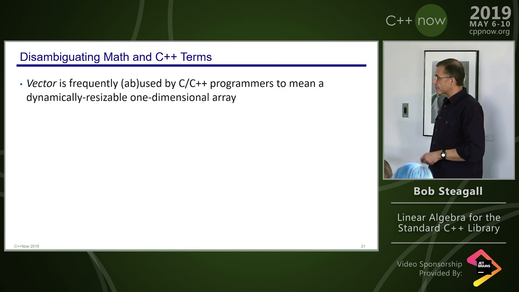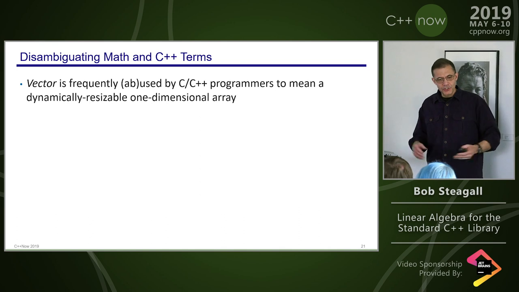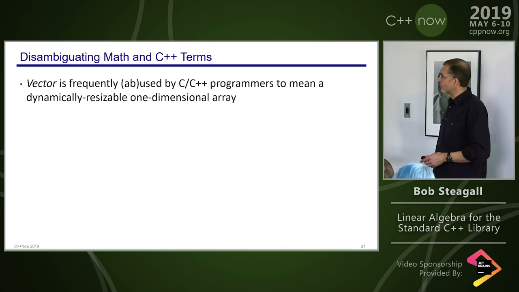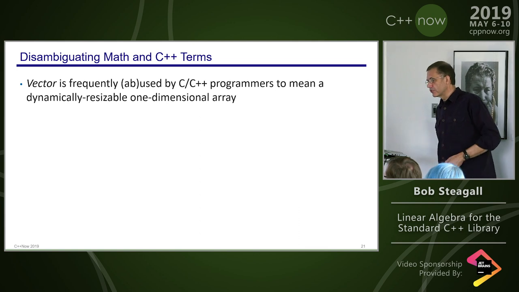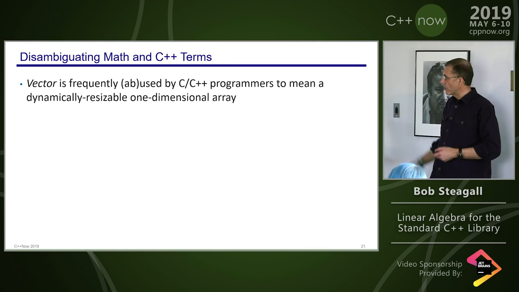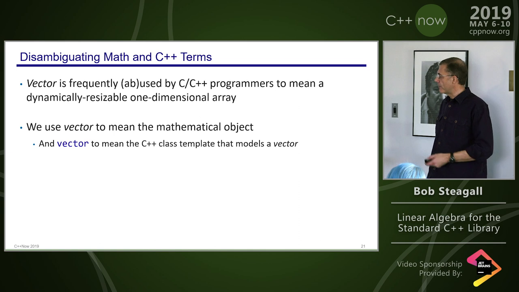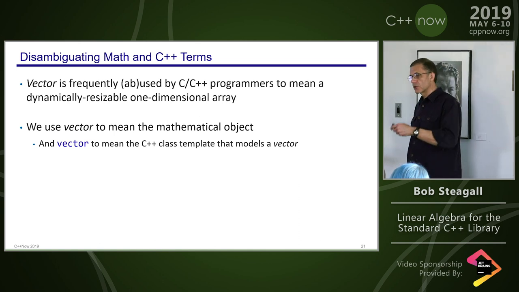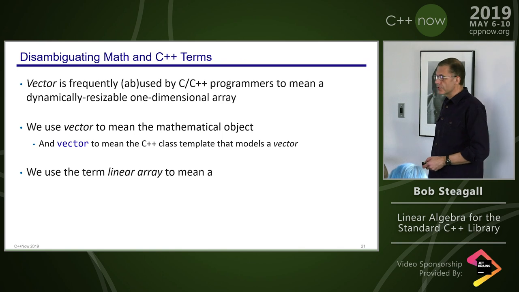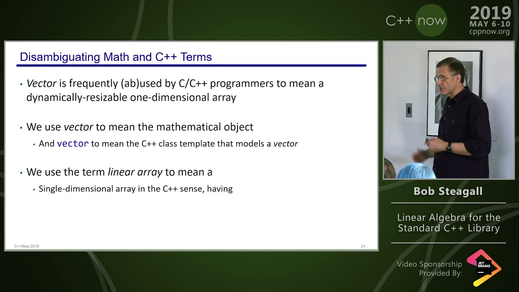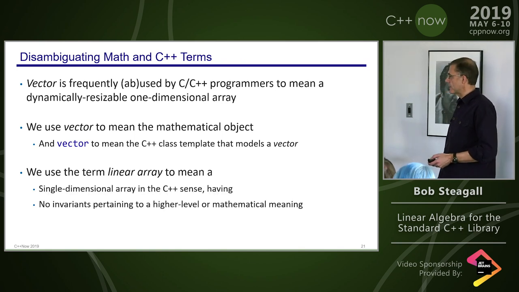Along the same lines, vector, and I ranted last year for a little while about how I dislike the term vector, is also abused by programmers in our field to mean a dynamically resizable one-dimensional array. Again, we use vector to mean the mathematical object or the type that models that object, and we use the term linear array to mean a single-dimensional array in the C++ sense.